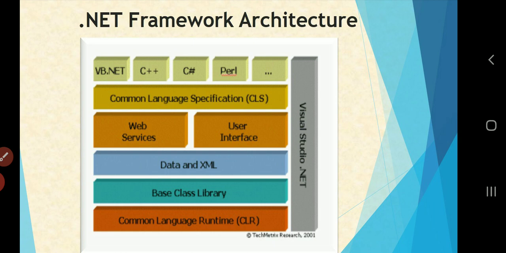Now the second layer is the common language specification. The common language specification is a language specification where we can work with any number of languages at the upper side of this layer, such as VB.NET, C Sharp, C++, Perl, and so on. It might be the Java language, the COBOL language, as well as newly arrived languages, which we can adopt to use in the .NET framework. So there we can use 61 languages. All those languages are compatible with this .NET framework architecture. Now turn to the next.